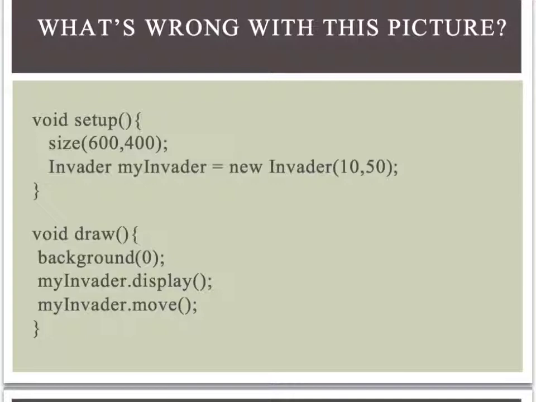So what's wrong with this picture? Thinking back to what we learned about variable scope before, you might notice that the invader is declared only within setup. What that's going to mean is when we get into draw, your program doesn't know anything about myInvader. The invader needs to be declared up at the top simply by saying Invader myInvader, and you could leave it at that.